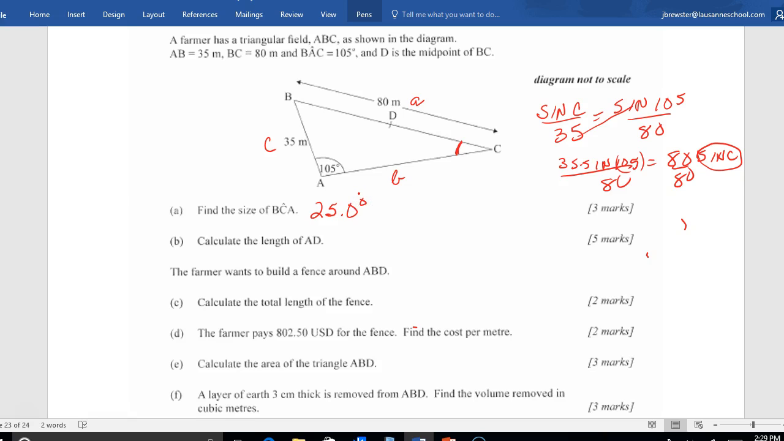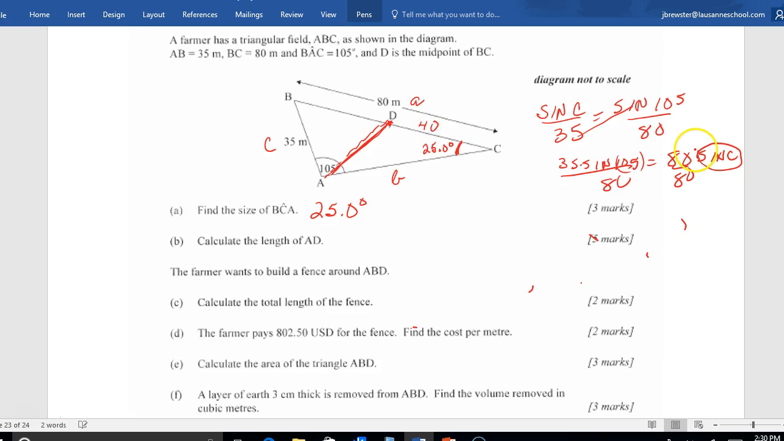Now I'm going to go up here and label that, because I might use that in a minute. 25.0 degrees. Let's see what part B asks for. Calculate the length of AD. AD is from here to there, so we want that length. Well, let's see what we know here. Since D is the midpoint, we know this is 40.